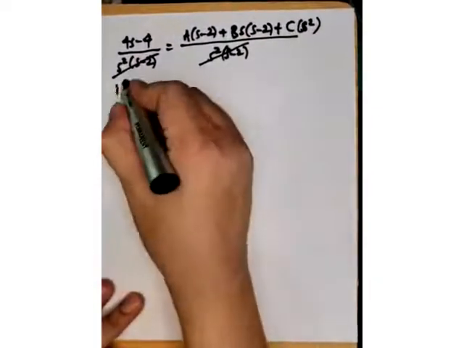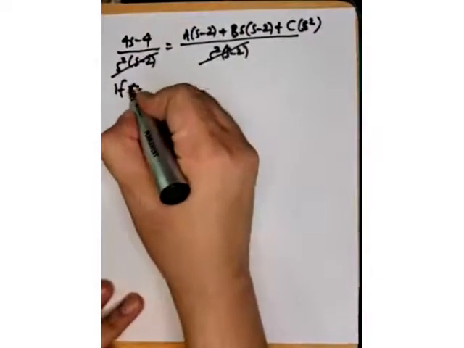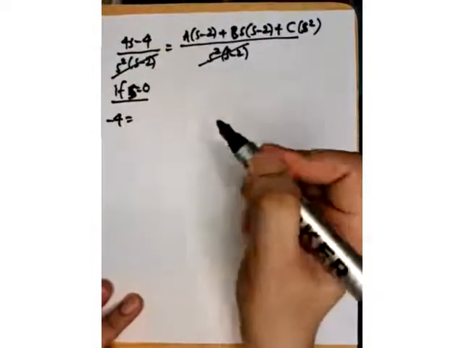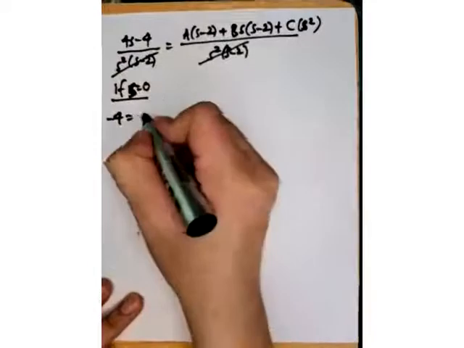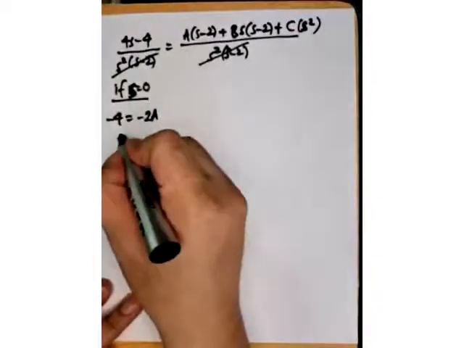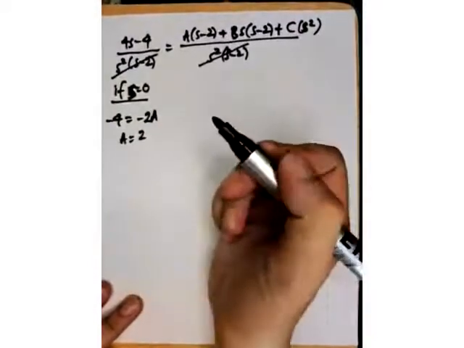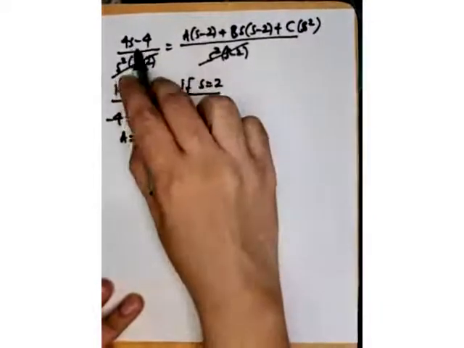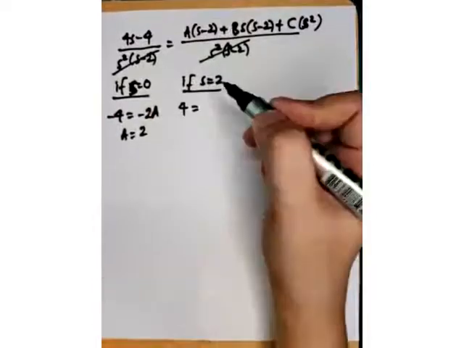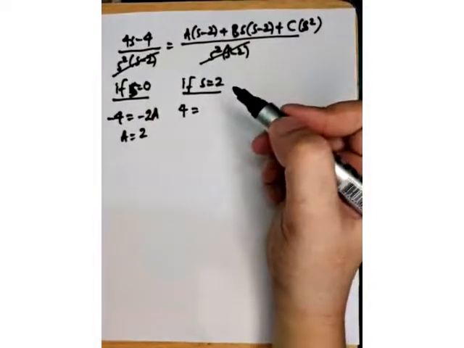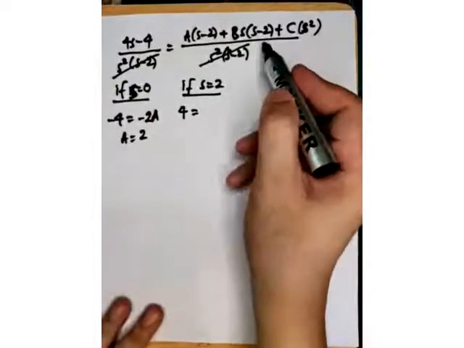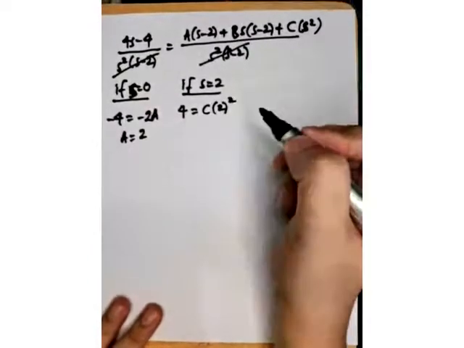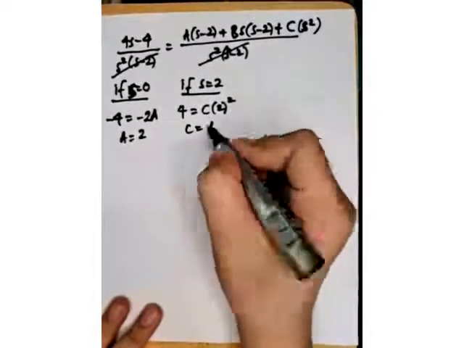Let's start. If s is equal to 0, the left side will be negative 4, and the other terms are 0, so I'll have negative 2A. So A is equal to 2. Now if s is equal to 2, it's 8 minus 4, so that's positive 4. That's equal to, this term is 0, so I'll have C times 2 squared. So C is equal to 1.